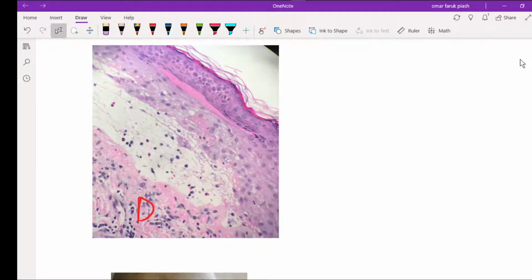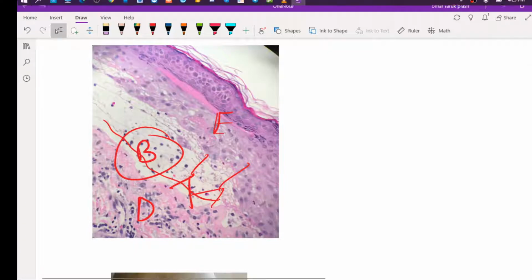This is dermis, this is epidermis, this is the blister, and in here there is no tombstone appearance. There is IgG antibody against the basement membrane. This is the basement membrane, so IgG antibody against the basement membrane, and that is all about bullous pemphigoid.